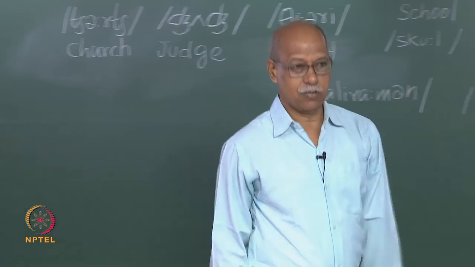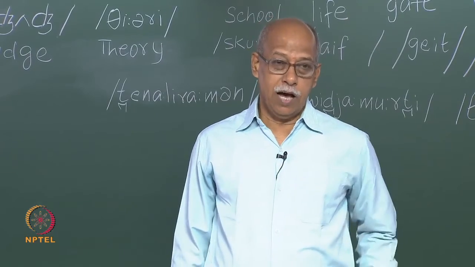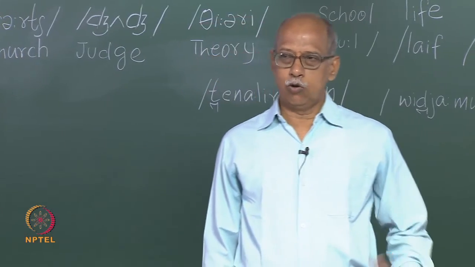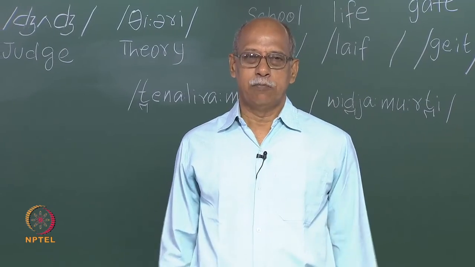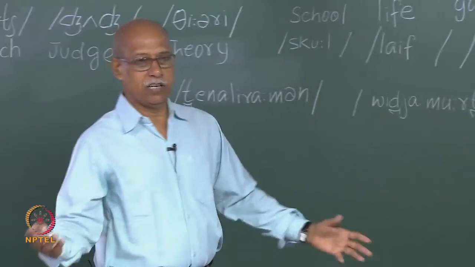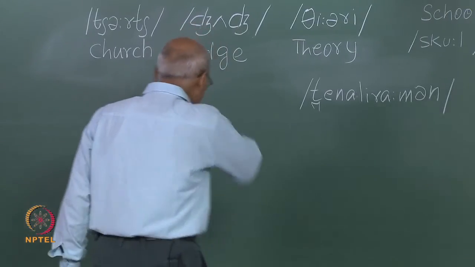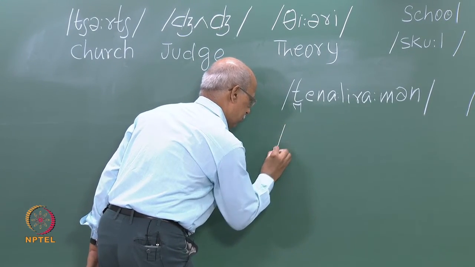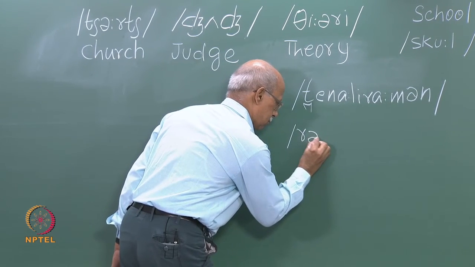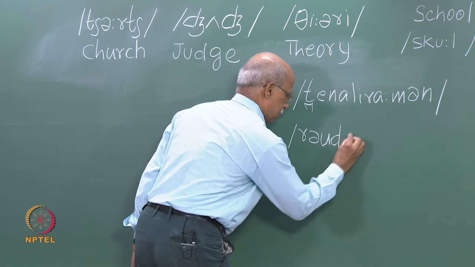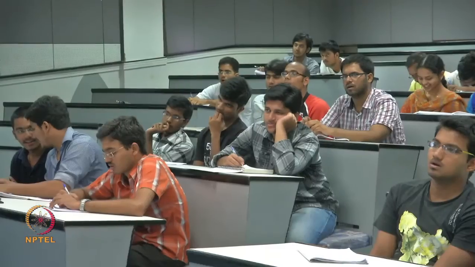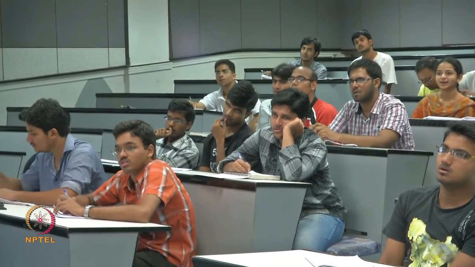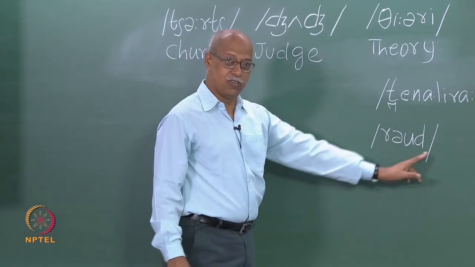Final test, in 1 minute, and then I am going to stop. I am going to write some words in phonetic symbols. Don't pronounce it immediately. Look at it, make up your mind, and when I say please pronounce, then pronounce that word, together or separately, as you like. Here is the word. What is it? This is an English word. Road. Oh, you see? Road.